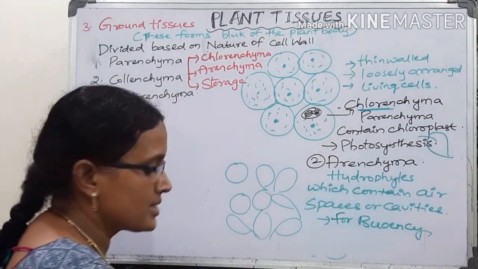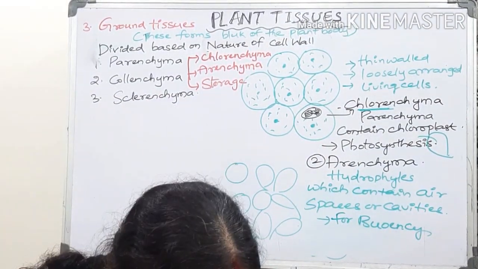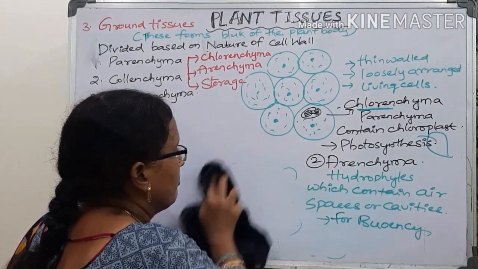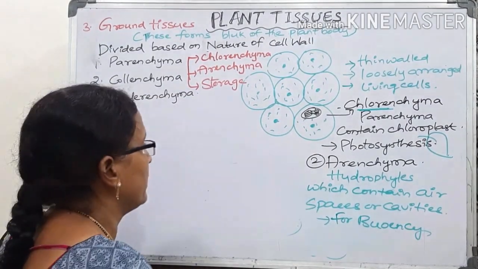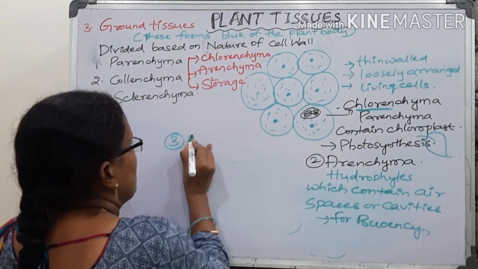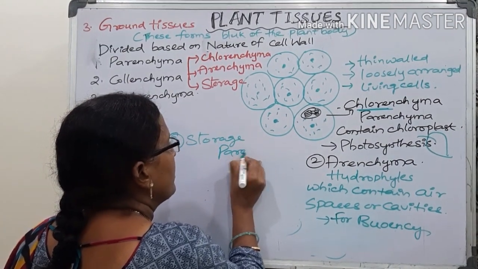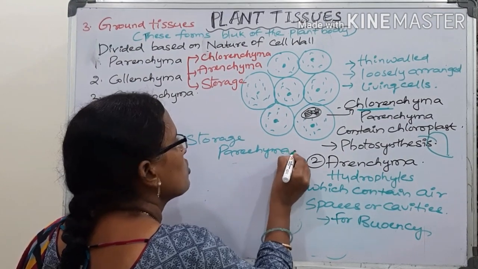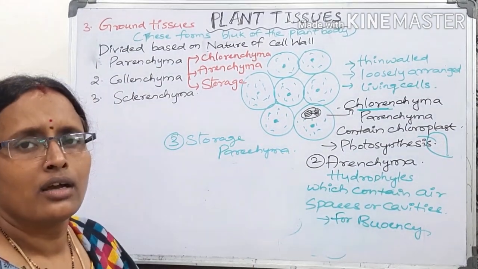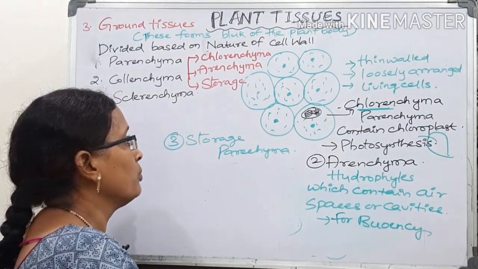And next, some parenchyma store the food materials. Storage parenchyma. The parenchyma which stores the food materials is known as storage parenchyma. That's it. So the parenchyma is storing food materials.